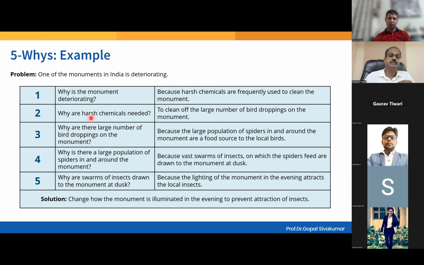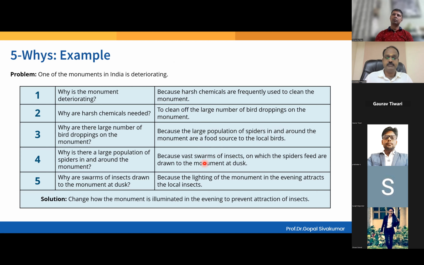My next question to you is, why are harsh chemicals needed? To clean up the large number of bird droppings on the monument. So a large number of bird droppings are making you use the harsh chemicals. Why are there a large number of bird droppings, particularly on the monument? Because the large population of spiders in and around the monument is a food source for the local birds.